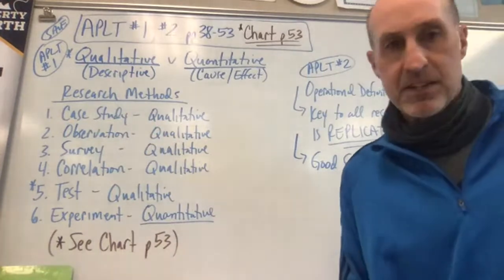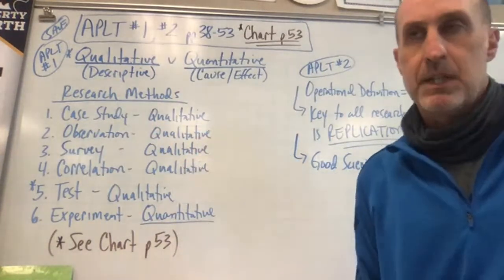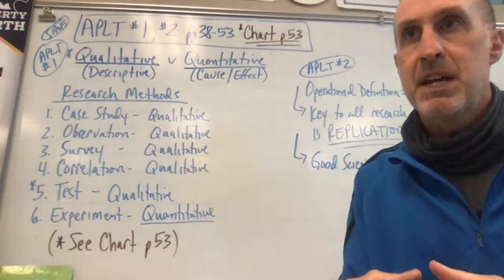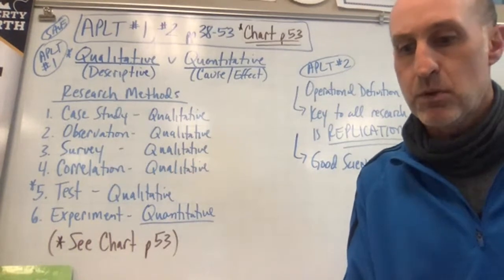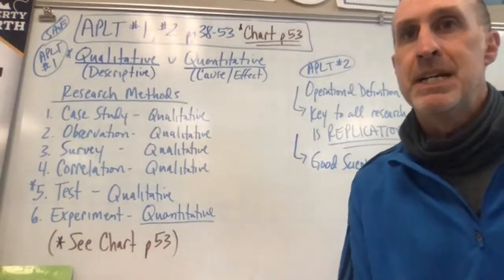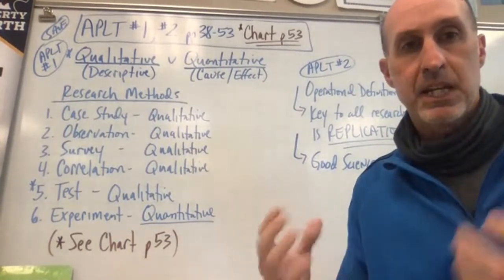First method is a case study, and a case study is qualitative. It's descriptive. It gives us a lot of descriptive data, because a case study is basically an in-depth look or analysis at one individual or a small group of individuals over an extended period of time. In psychology, we actually use case studies a lot for our basic research, so just the gaining of general knowledge.